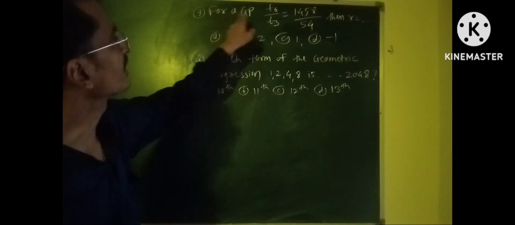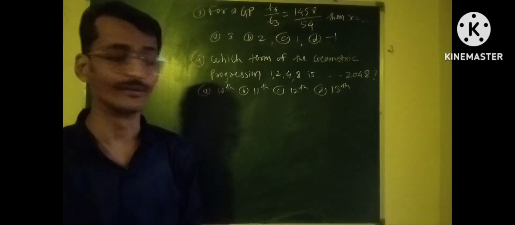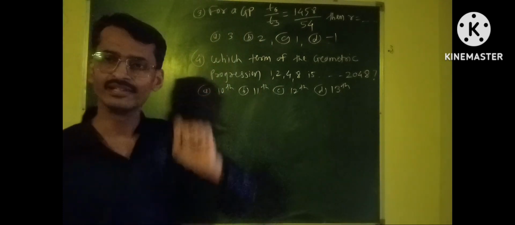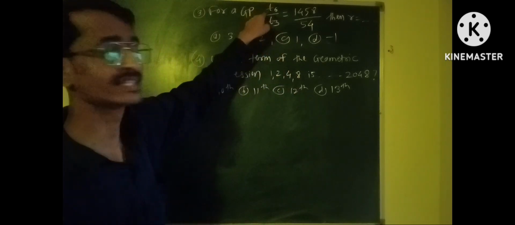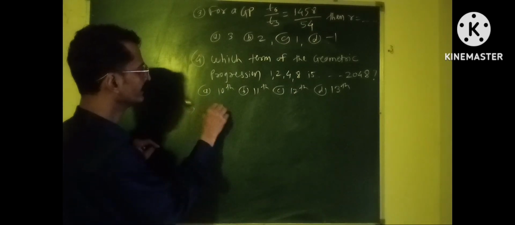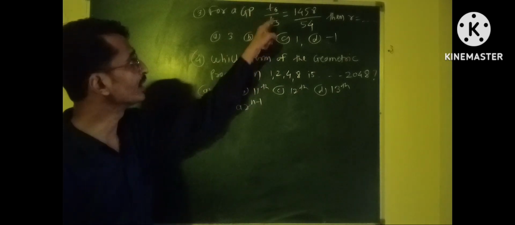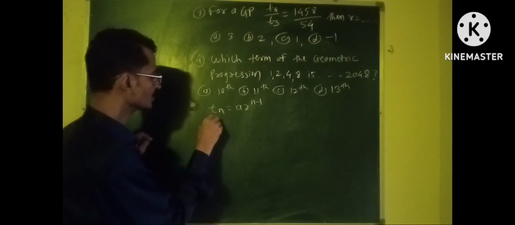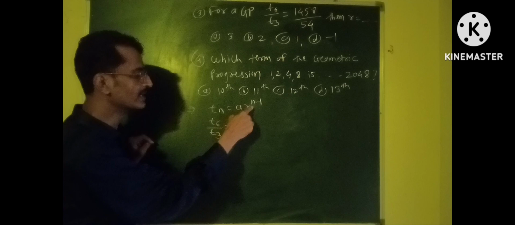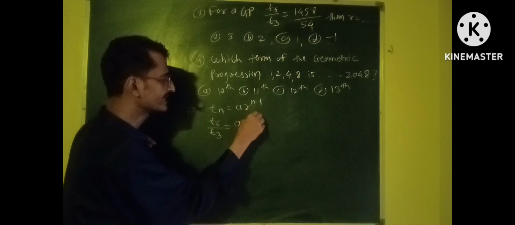Next is for a GP T6 upon T3 is given 1458 upon 54. Question is find the R. Okay. So GP is 1. So A and R is same. Only this 6th term is given and 3rd term is given. So now we know that for a GP Tn is A R raised to n minus 1. So find out T6 upon T3. So what is T6 upon T3? For T6 write n is equal to 6 here. So A into R raised to 6 minus 1.